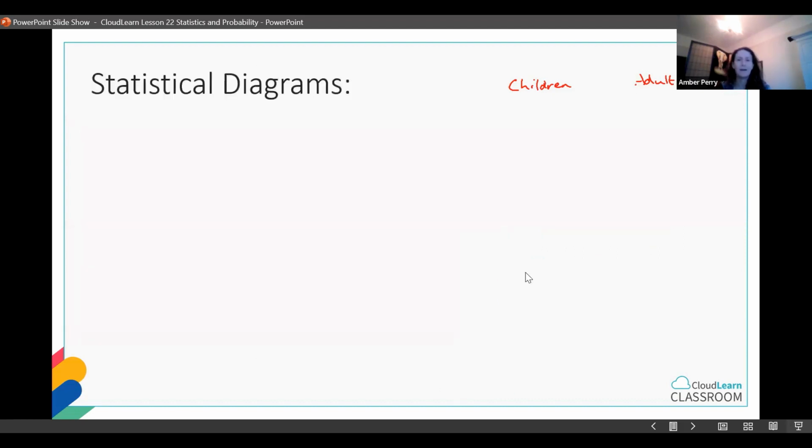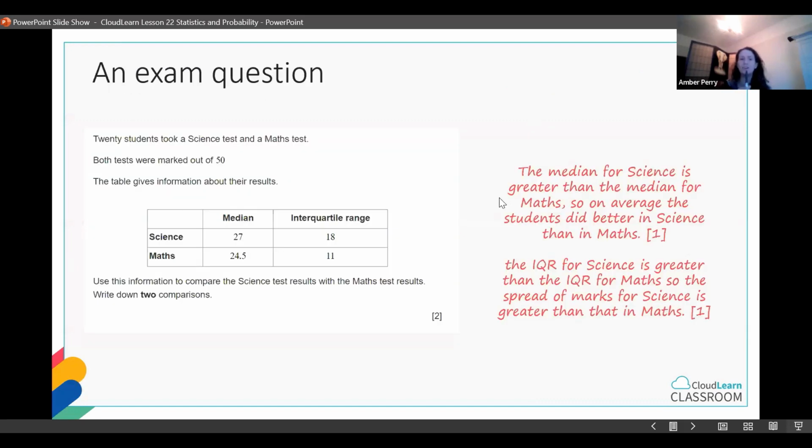Okay. I'm not going to go through all of the statistical diagrams. I think that could be on both. That could be easily on a foundation or a higher paper, that kind of question. On a higher paper, they might actually give you just the information for science, and maths might be in a table and you'd have to find your own median, or maths might be raw data. You'd have to find your own median and interquartile range. But generally for 2 marks, that could be easily on either higher or foundation. So good question though. Yeah. Okay.